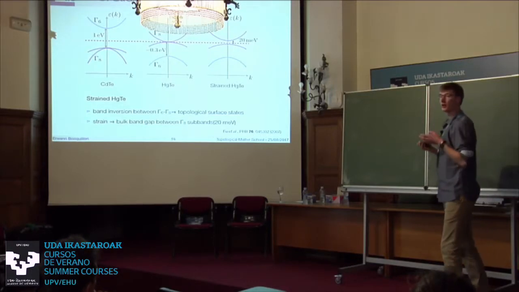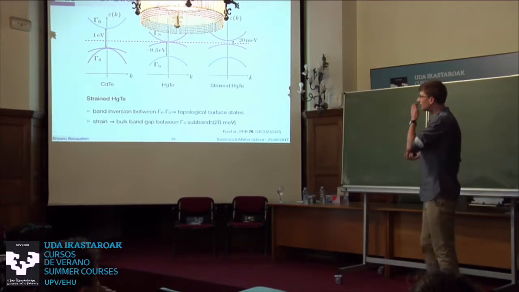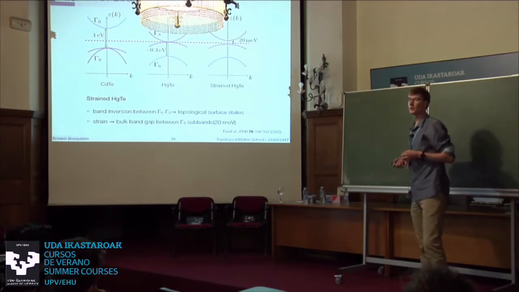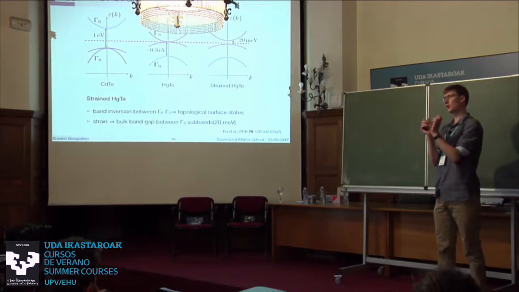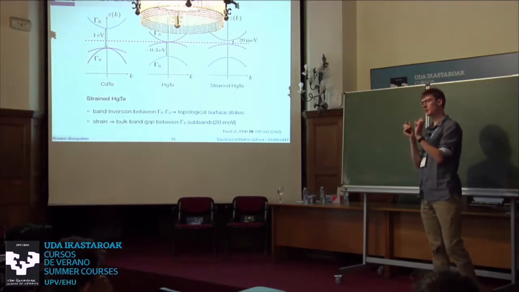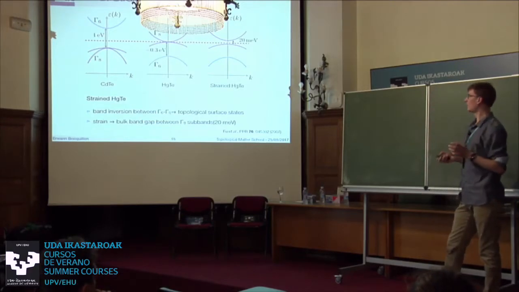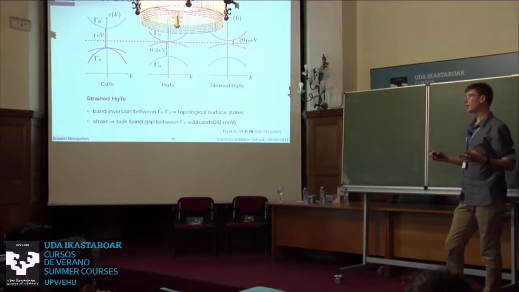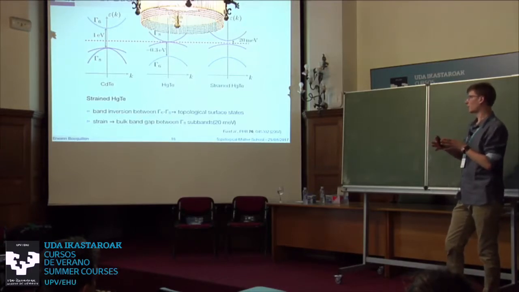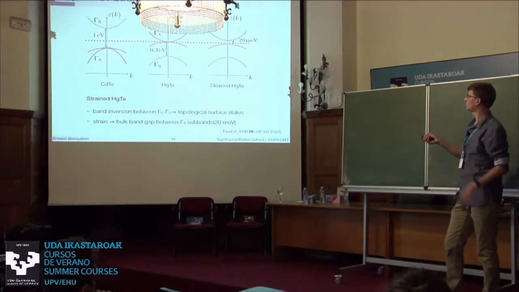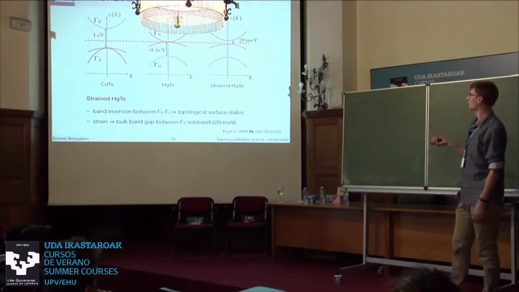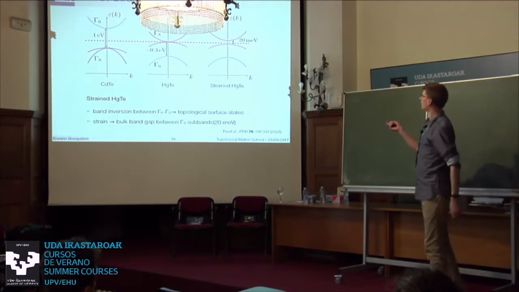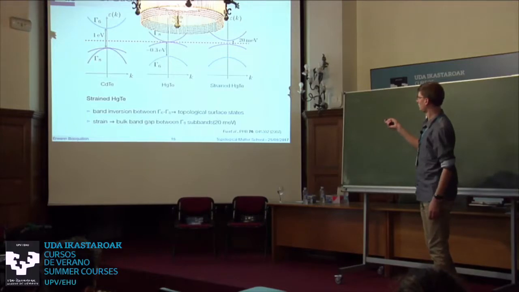I will show you in detail how we can do that with precision, but the basic idea is that you grow mercury telluride on cadmium telluride, and they have a very small mismatch between the lattice constants, but this is already enough. The mercury telluride will have to adapt to the lattice constant of the cadmium telluride, and because of that, it will have a different crystallographic structure and a slightly different band structure. And that's the way we can do that.